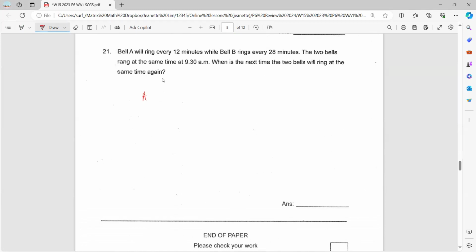So for A, times 12. Okay, maybe let's find a common multiple of 12 and 28. List down a few multiples until you get a common multiple. For 28: 28, 56, 84. Okay, nothing is matched yet. Let's increase the 12: 72, 84. Okay, we have 84.